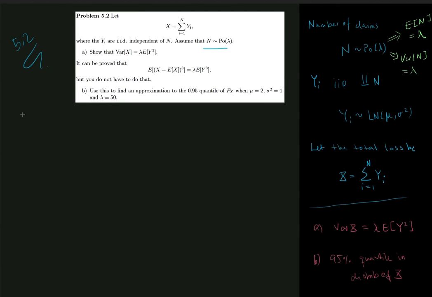Now we will take a look at part B of problem 5.2. In part B, we want to find an approximation. So approximate the 95% quantile in the distribution of x, where we assume that mu is equal to 2, sigma squared is equal to 1, and lambda is equal to 50. So what does that give us?